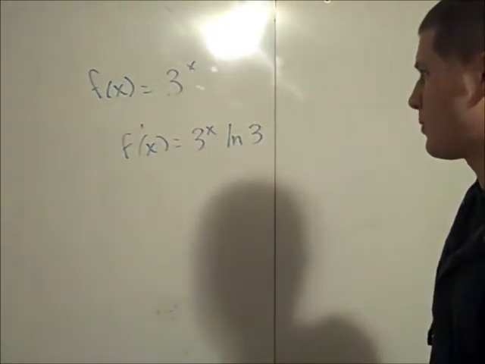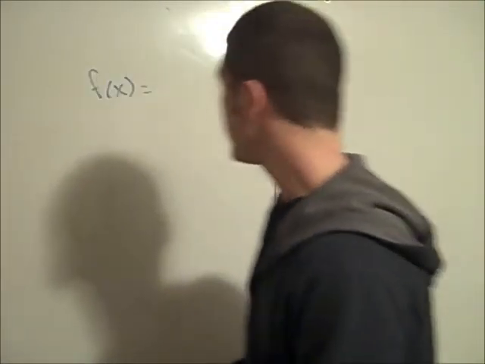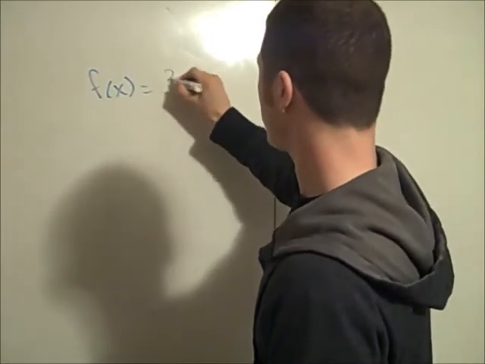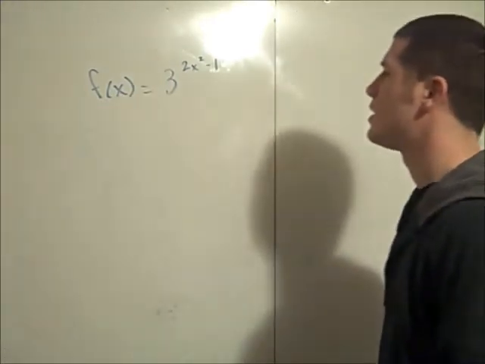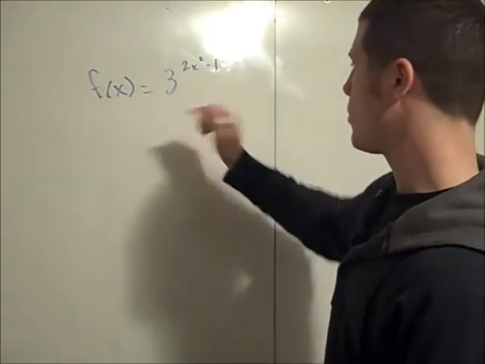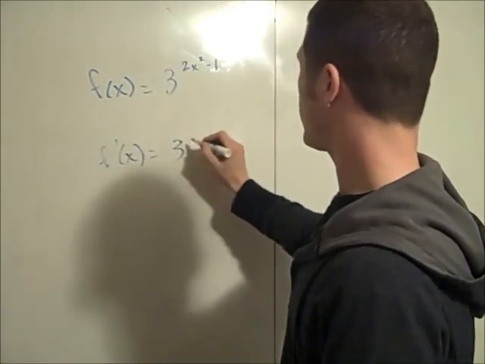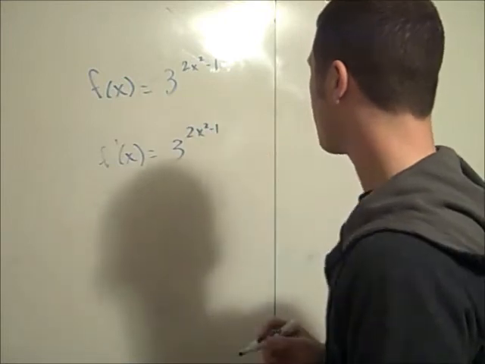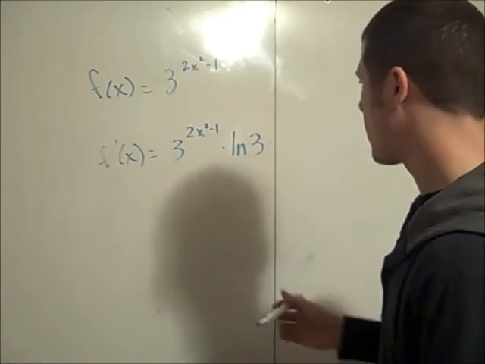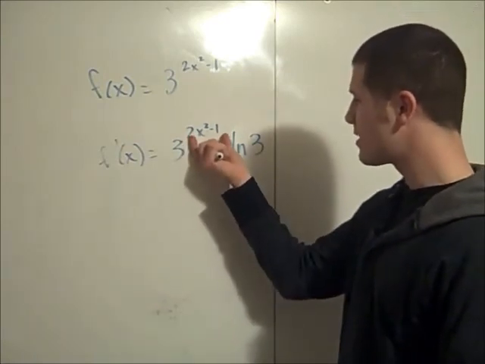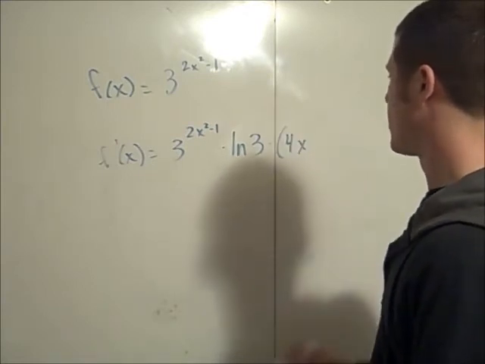But what if we have to use the chain rule? So what if we have something like f of x is 3 to the 2x squared minus 1. Well, then we have to use the chain rule here, so that means f prime is going to be 3 to the 2x squared minus 1 times log 3 times the derivative of this quadratic up here, which is 4x.